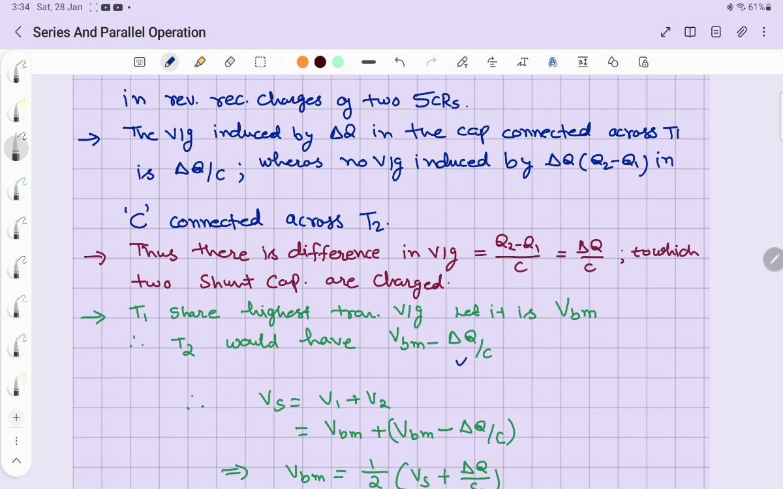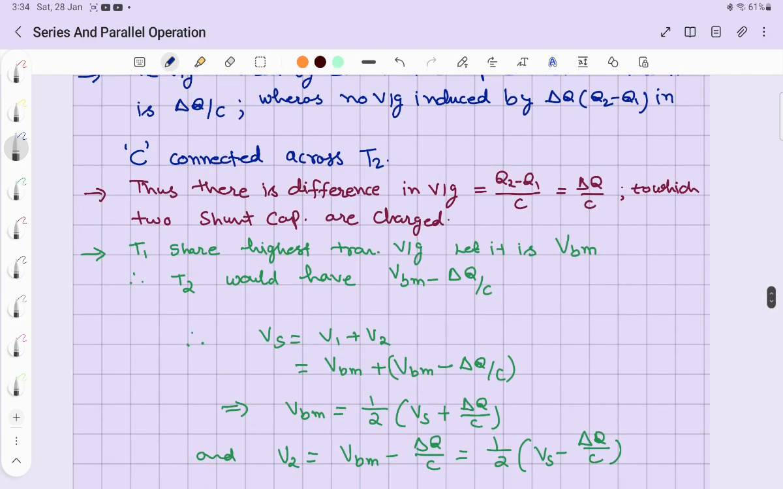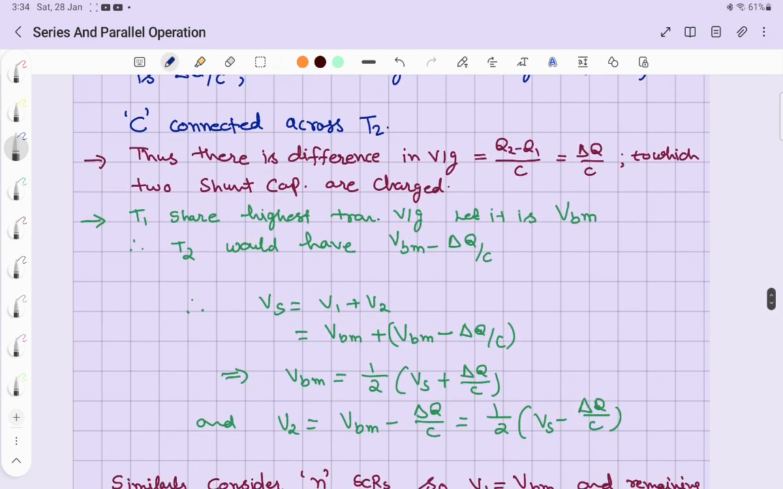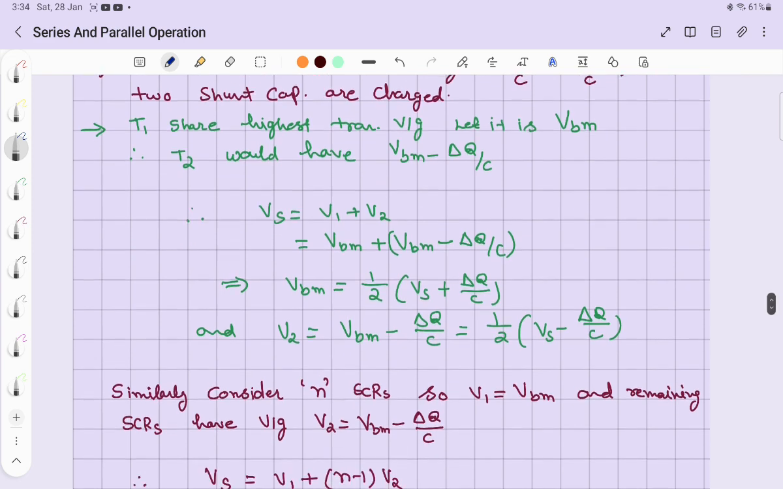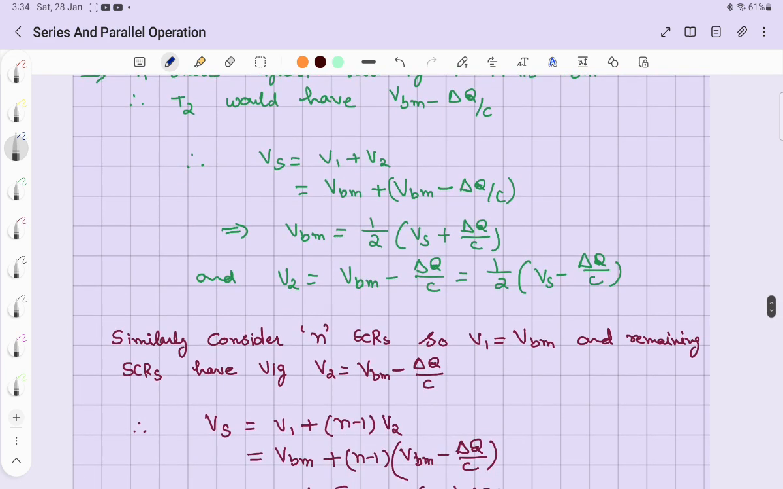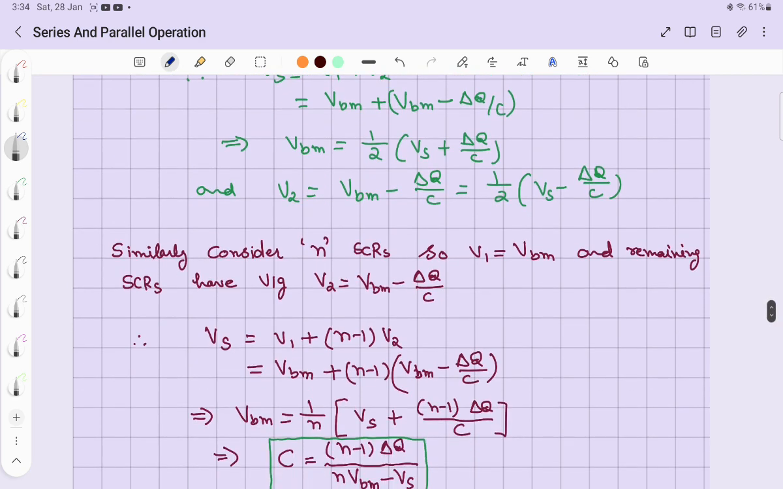Where did this term delta Q by C come from? It came from the difference of charge accumulated between the two thyristors, right? So Vs would be VBM plus VBM minus delta Q by C. Clear? On the basis of this, you can calculate that the voltage shared by thyristor 2 would be half Vs minus delta Q by C.